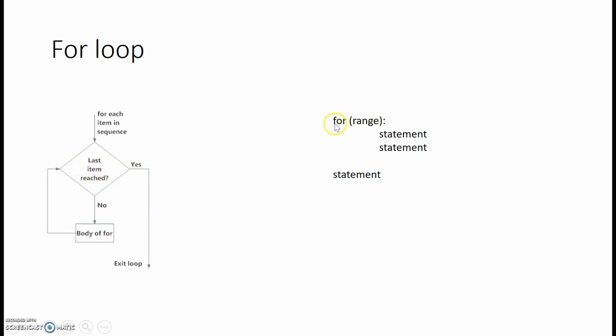So it looks a little bit like this. So for whatever my range is, and these are all my statements after the colon. So these are the statements that are executing my for, or the body of my for. So for, I haven't reached my last item, execute these statements. For, have I not reached my last item, execute the statements. For, I've reached my last item, exit the for statement and come to the next statement. So let's just look at how we might use those.